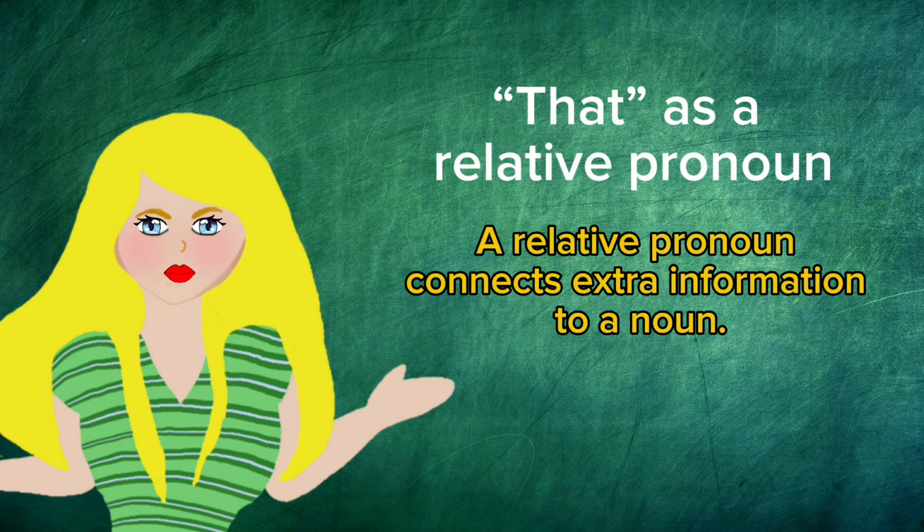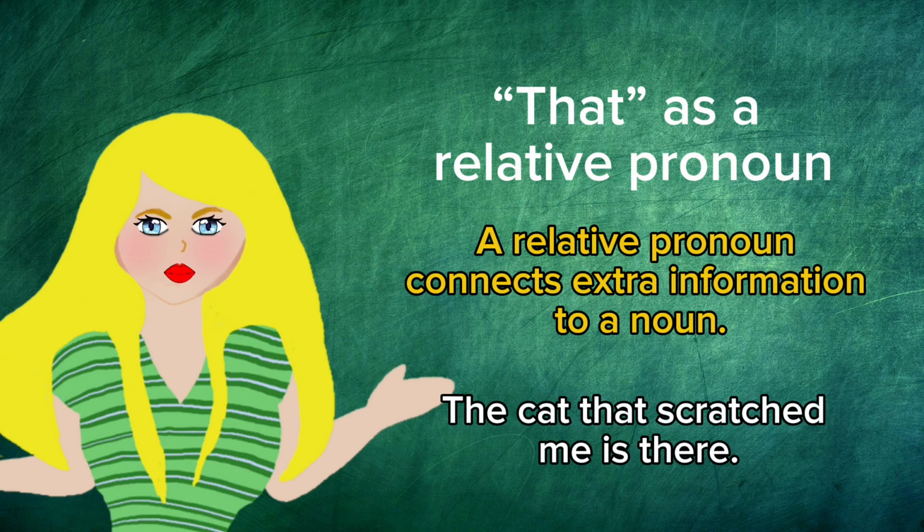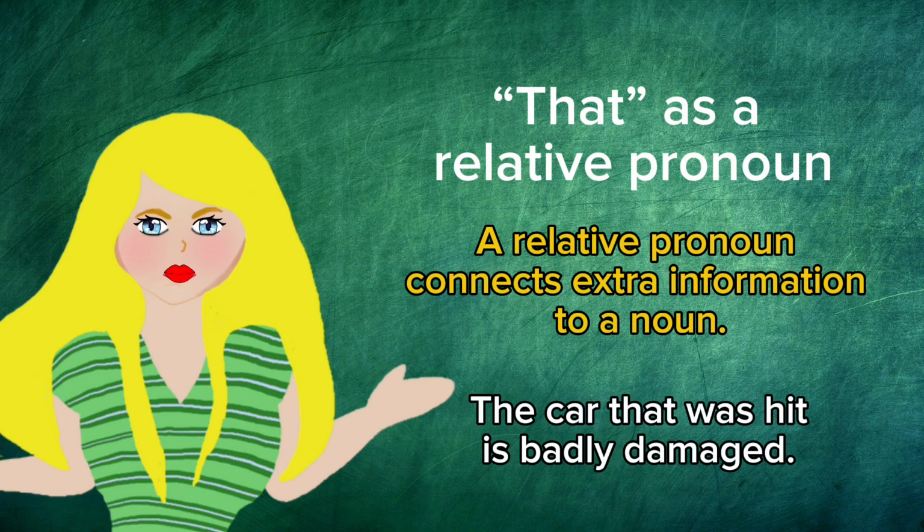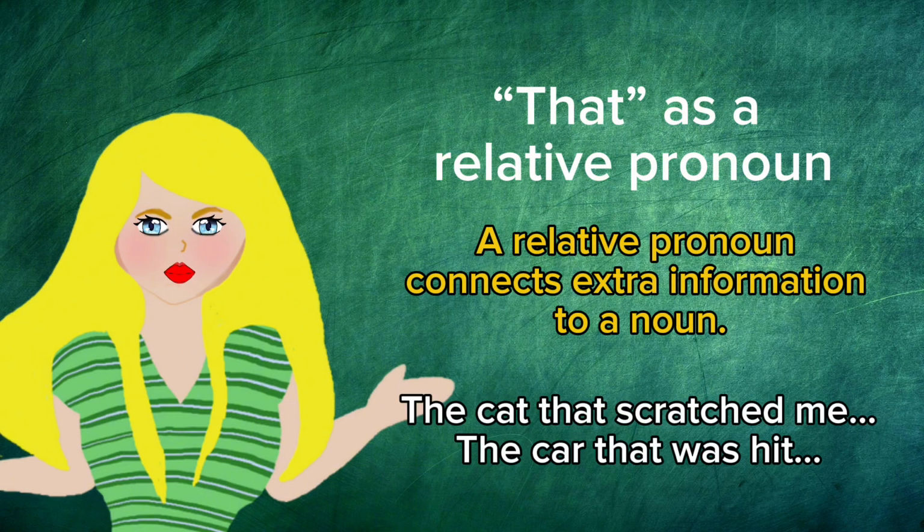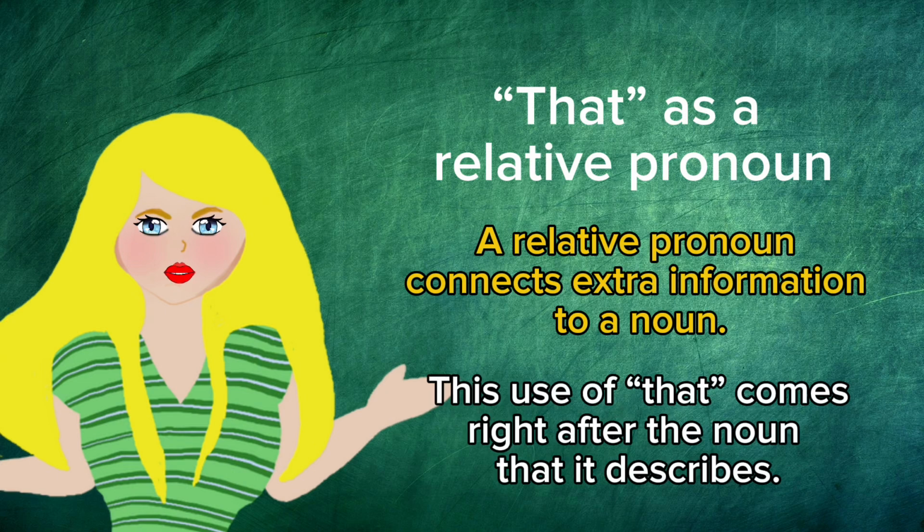The third use of "that" is as a relative pronoun. A relative pronoun connects extra information to a noun. Let's look at these examples. The cat that scratched me is there. Cat that. The car that was hit is badly damaged. Car that. In the first sentence, "that scratched me" gives us more information about the cat. Which cat? The one that scratched me. In the second sentence, "that was hit" tells us which car we mean. Which car? The one that is badly damaged. This use of "that" comes right after a noun and describes that noun.